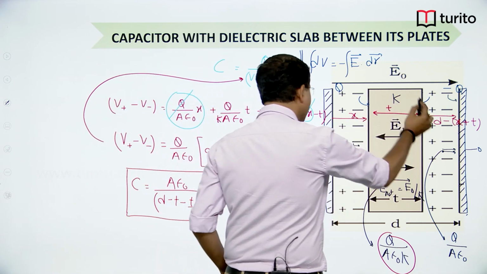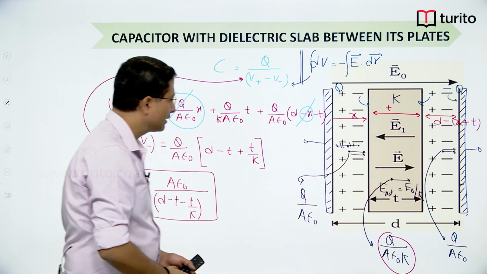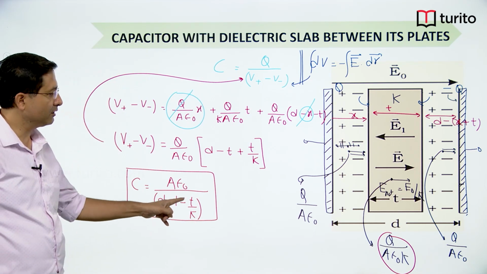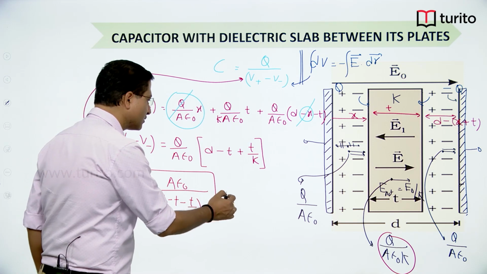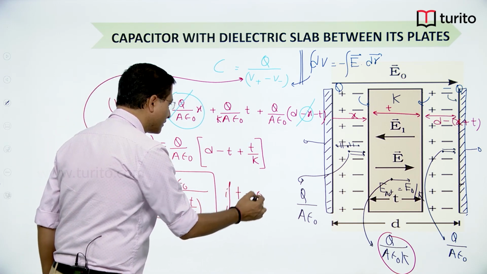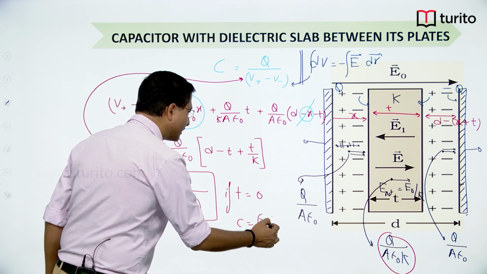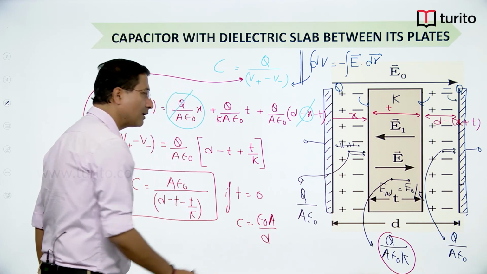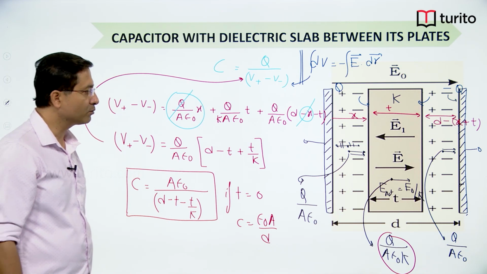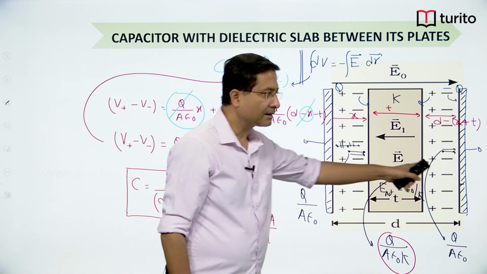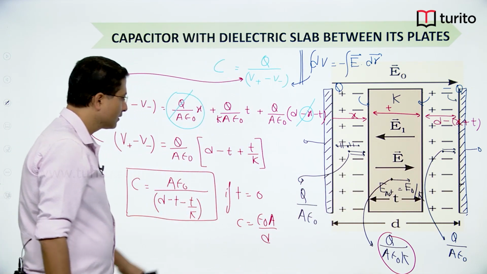So when nothing was there, that means T was 0. If I substitute T is equal to 0, then what am I getting? I am getting C is equal to epsilon naught A by D. That was the formula for the capacitor when there was nothing between the two plates. That means we are getting the correct result, right?